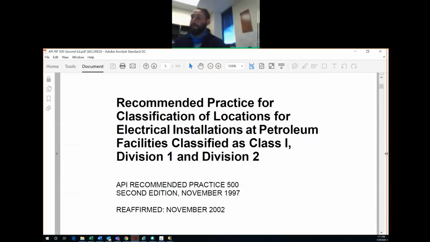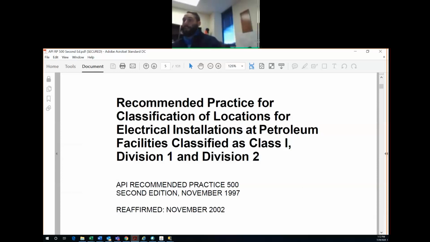So when we look at API 500, we're looking at the second edition currently. And the reason why this class is focusing mainly on the second edition is because most platforms and rigs are designed to the second edition. So they were grandfathered in to stay with the second edition, and whenever they have modifications, they continue to use the second edition, so that they didn't have to change the entire design of the facility in December of 2018, whenever the reg switched to the third edition.